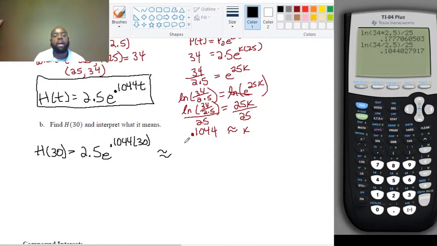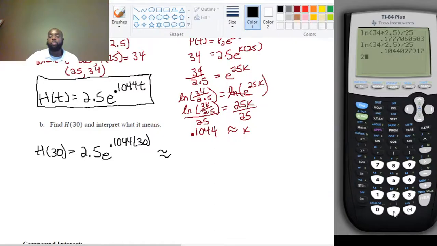And then we'll get an approximation as our result, right? And so I'm going to plug that into my calculator. Now, what I'm going to do is use the fact that 0.1044 is not the exact rate. My exact rate is natural log of 34 divided by 2.5 divided by 25. I'm going to use that in my calculator features to help me find my result here.